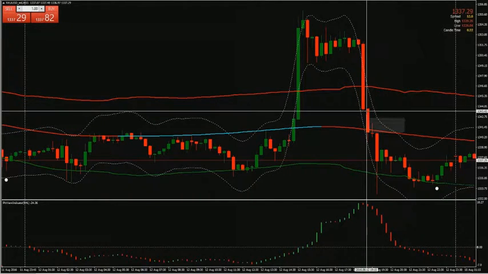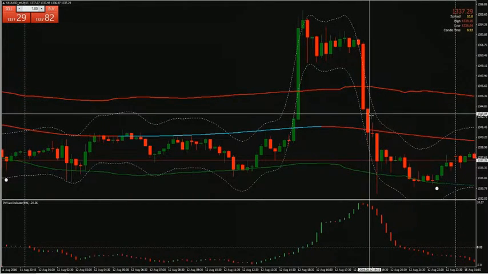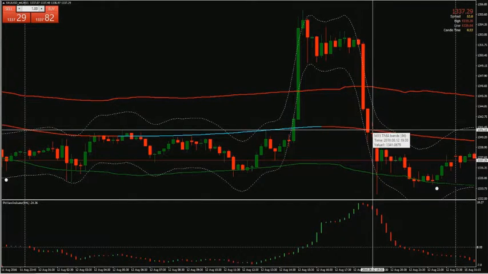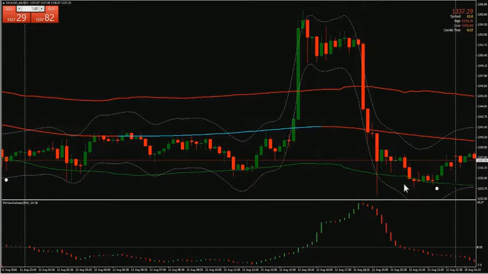No, it was too late. You would have gotten it here, or here, actually, right below where it transitioned. And then from this point, it didn't do much after that. It came down about $6. It was about a $6 move.